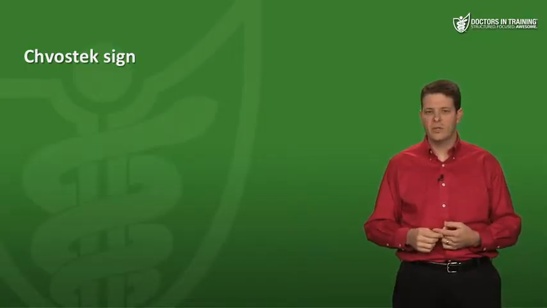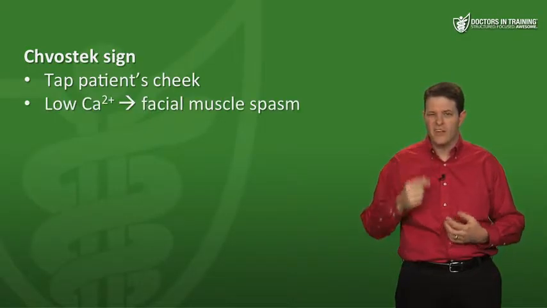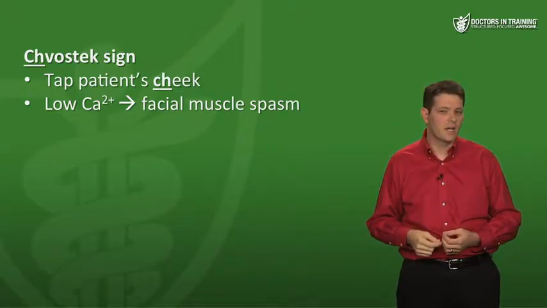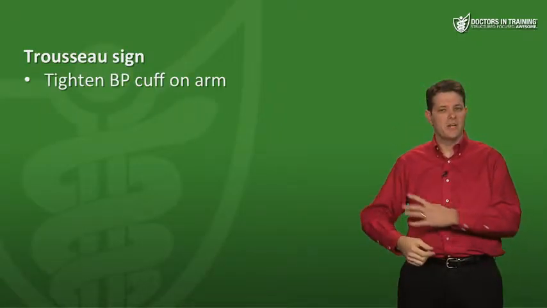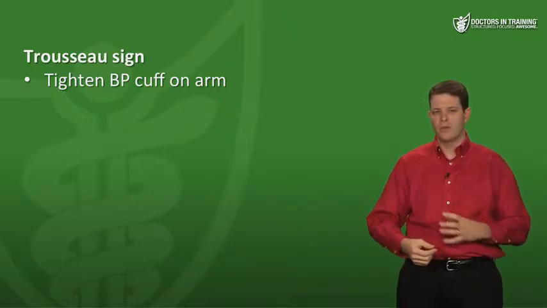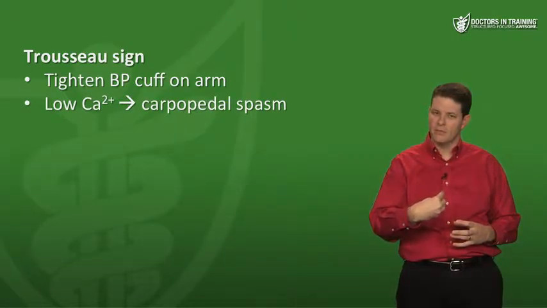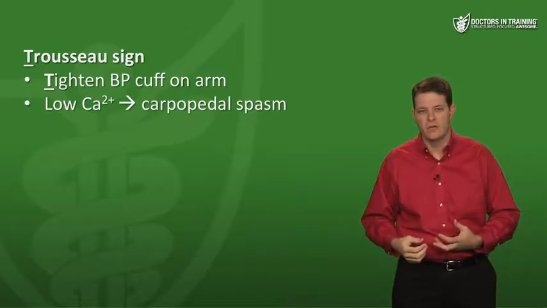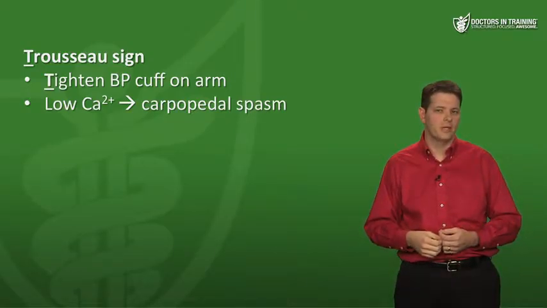So what signs can you test for that would indicate hypocalcemia? Well, there's Chvostek sign and Trousseau sign. So Chvostek sign is where you tap the patient's cheek and that causes a facial muscle spasm. So you can remember CH for cheek and CH for Chvostek. And then Trousseau sign is where you tighten the blood pressure cuff on the arm for a minute or so, and that leads to carpopedal spasm. So for this one, you can remember T for Trousseau and T for tighten the cuff. Those are your two signs of hypocalcemia.